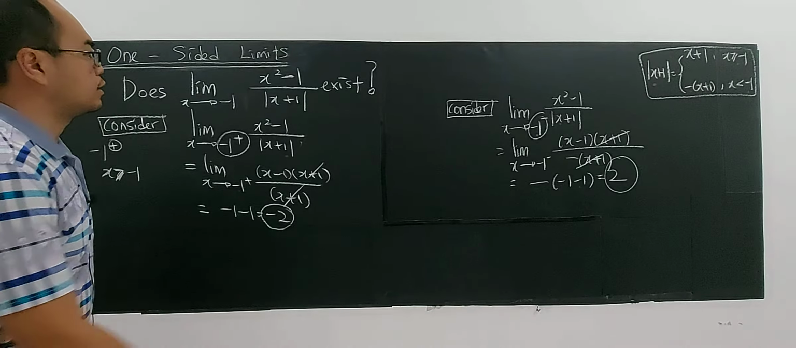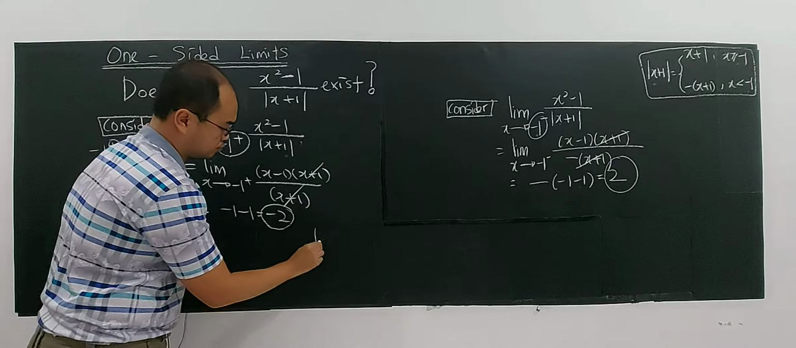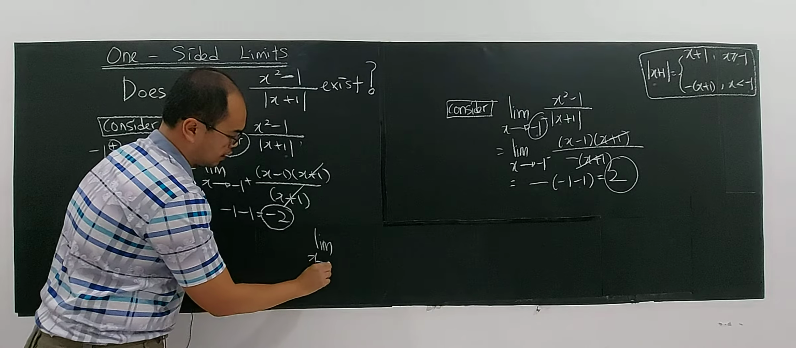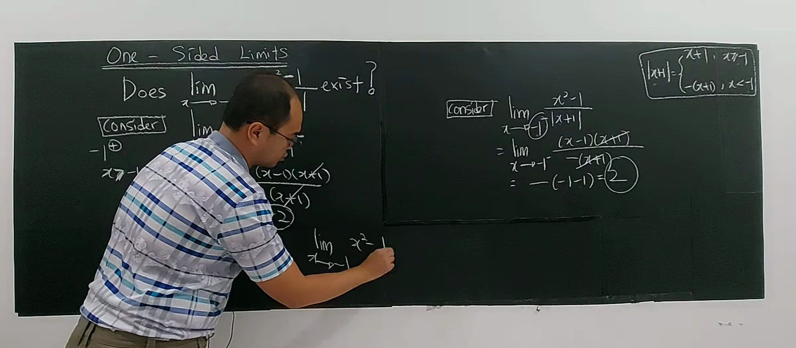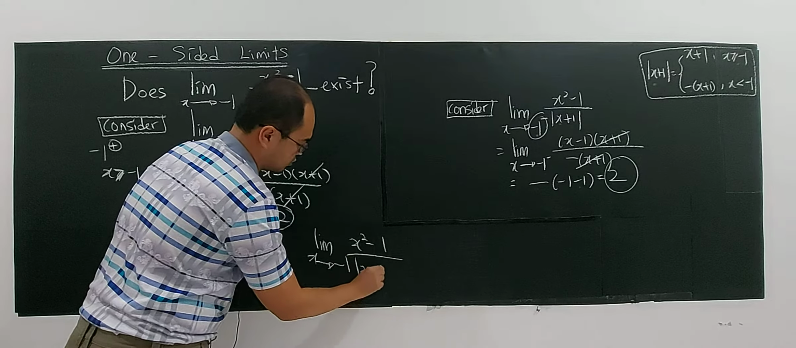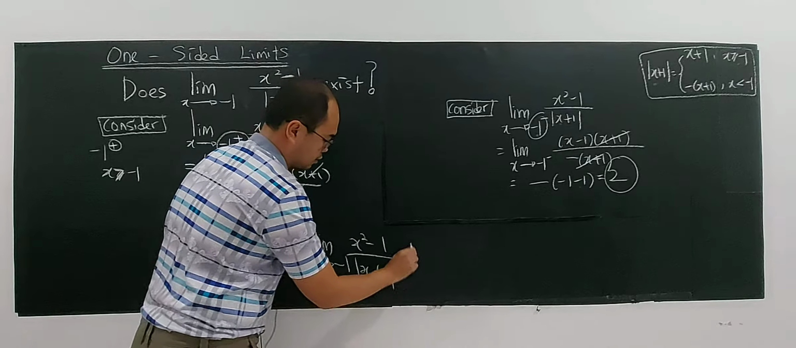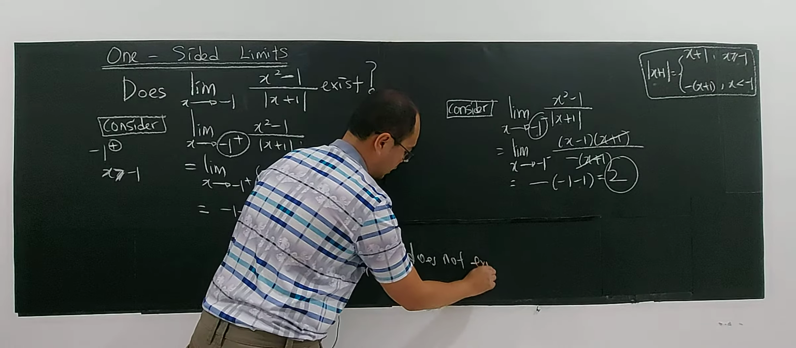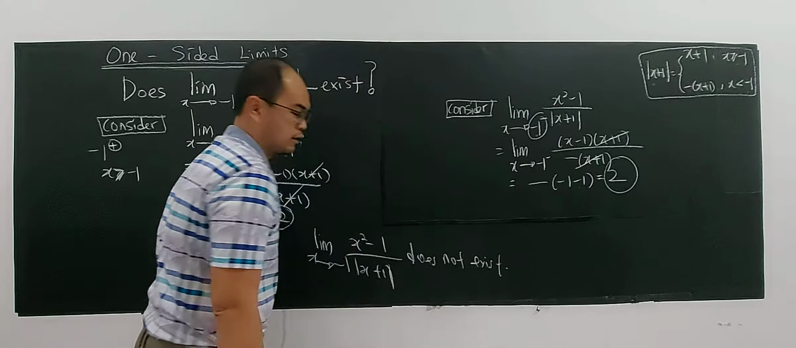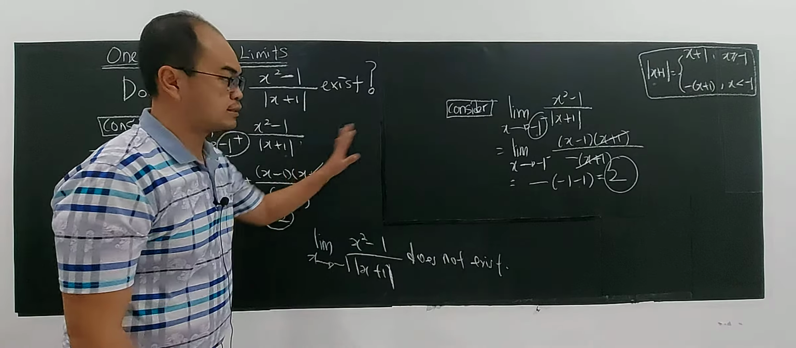This shows that the limit as x approaching -1 of x squared minus 1 over modulus x plus 1 does not exist. So this is the algebraic concept.